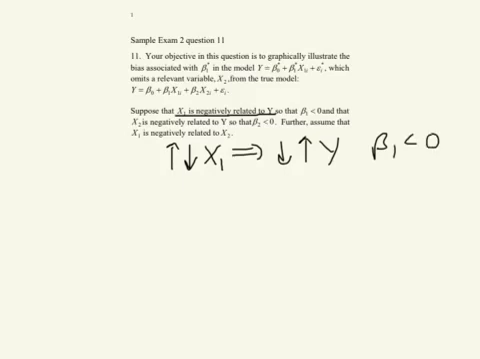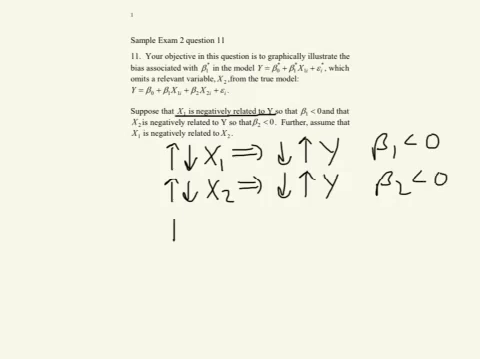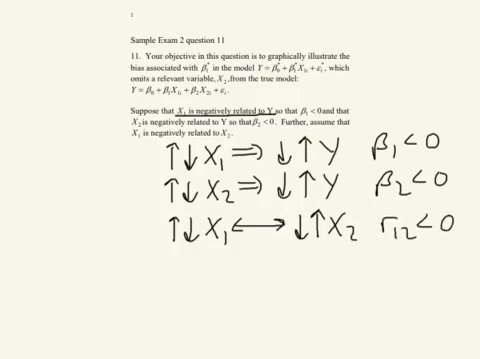And x2 is negatively related to y, so that means the same thing. If I increase or decrease x2, that implies I decrease or increase y, and that's beta 2 is less than 0. Finally, if I increase or decrease x1, there's a correlation with x2 in the opposite direction. I'm going to decrease or increase x2. So R12 is less than 0.